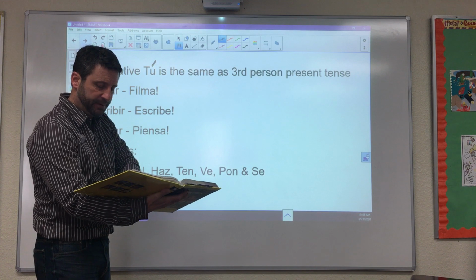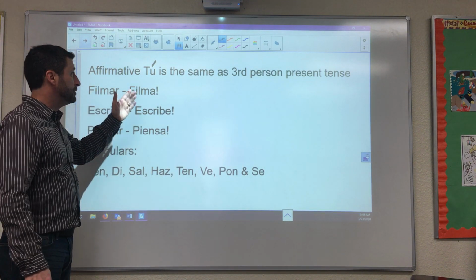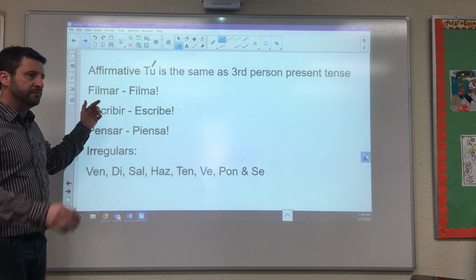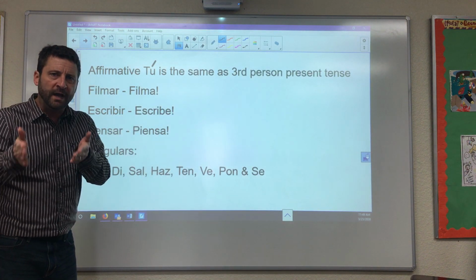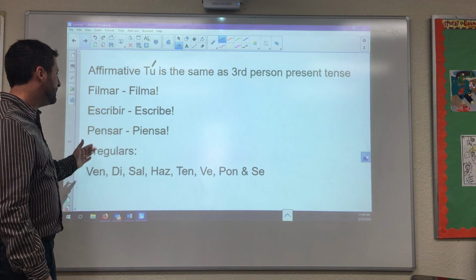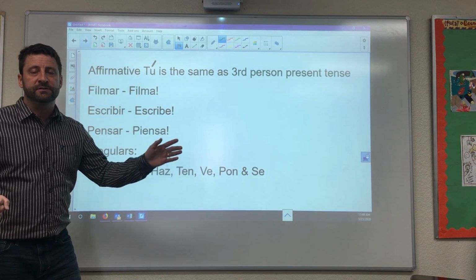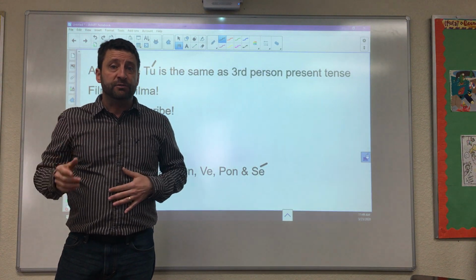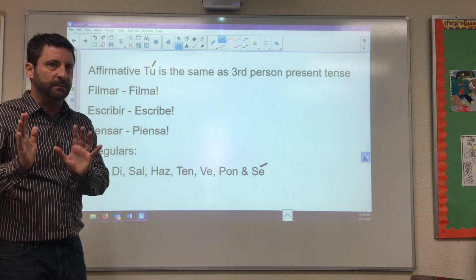What's the grammar? It's on this page 329, but you can look up here, you can pause the video and study along with me. The affirmative tú is the same as the present tense third person. So, filmar, filma. Escribir, escribe. You, write. Then there's pensar, piensa, think. And there are irregulars. You remember ven, di, sal, haz, ten, ve, pon, sé. These commands are only for the positive. You don't say don't come, no ven. You wouldn't say that. That's something different.